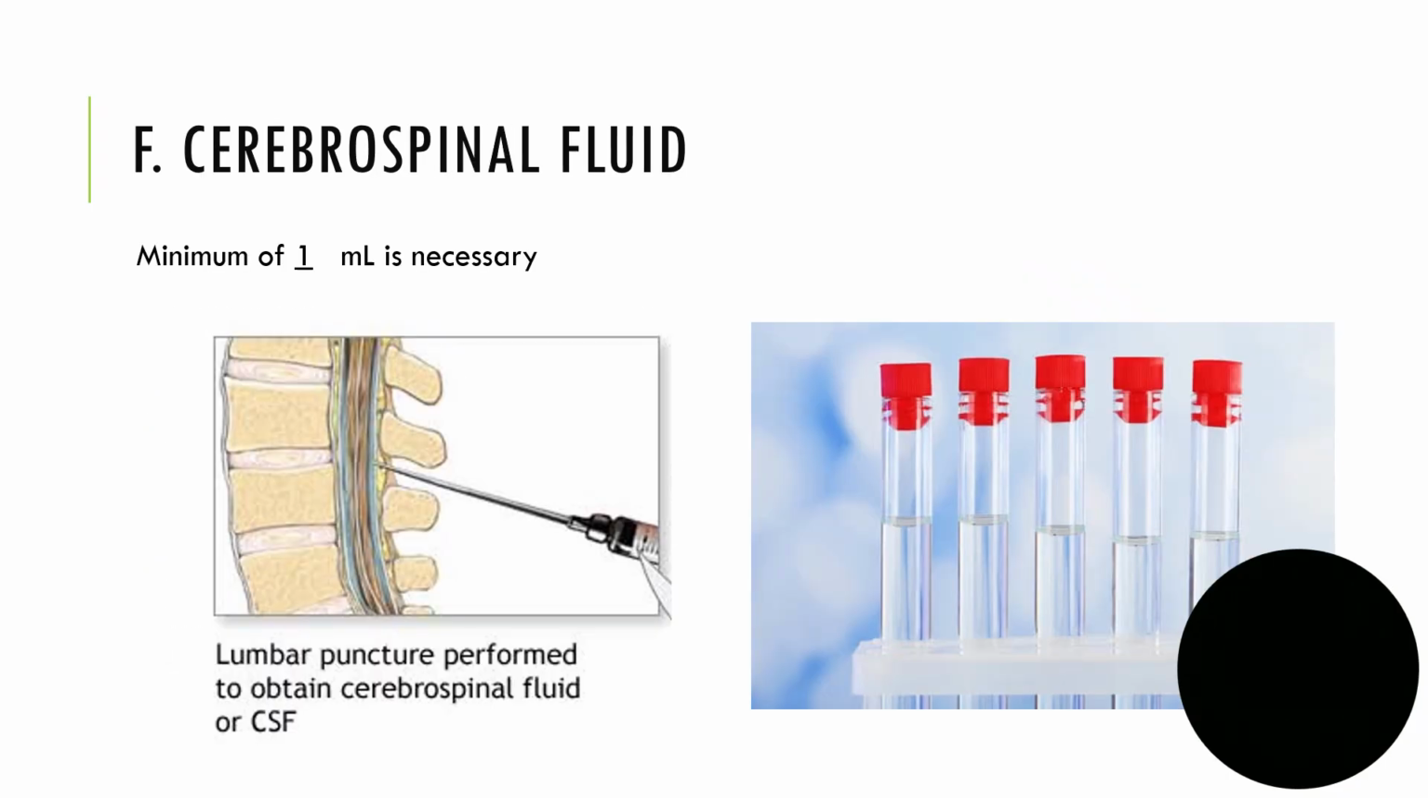Next, we have cerebrospinal fluid or the CSF. Cerebrospinal fluid cytology is a specialized technique used to detect cells in the CSF, which is obtained by lumbar puncture. The key requirement here is the volume, which has a minimum of 1 ml of CSF necessary to have enough cells for examination.